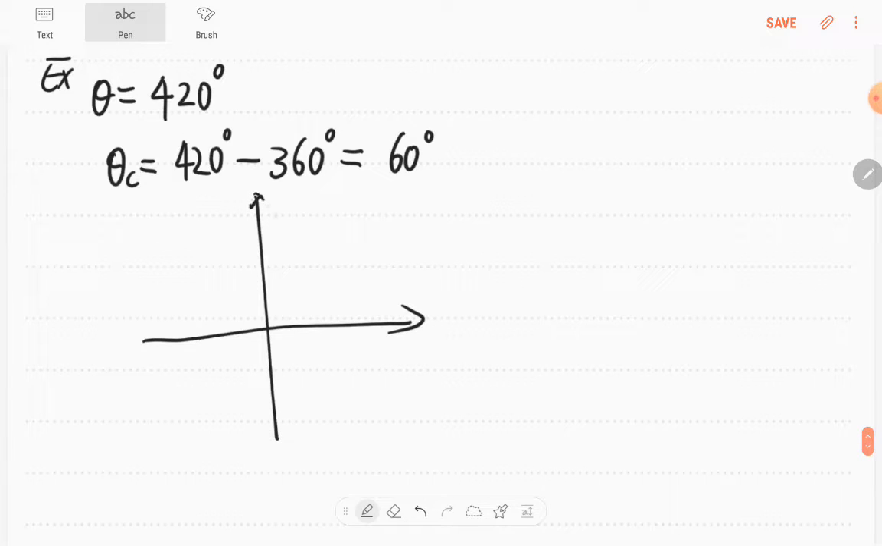So our terminal side would be here, right? Terminal side would be here. So the reference angle is this one. This is our reference angle, right? And this angle we already know, which is equal to 60 degrees. So this reference angle is 60 degrees.